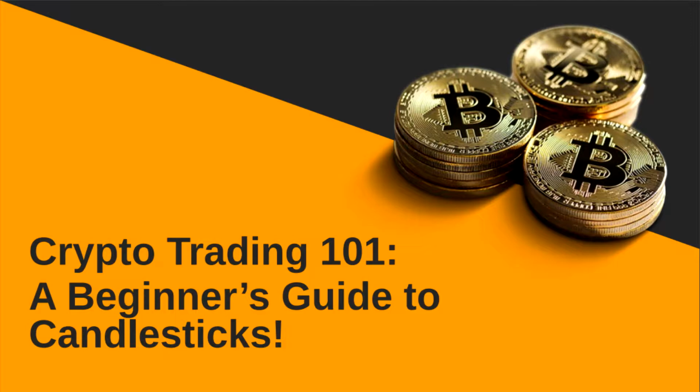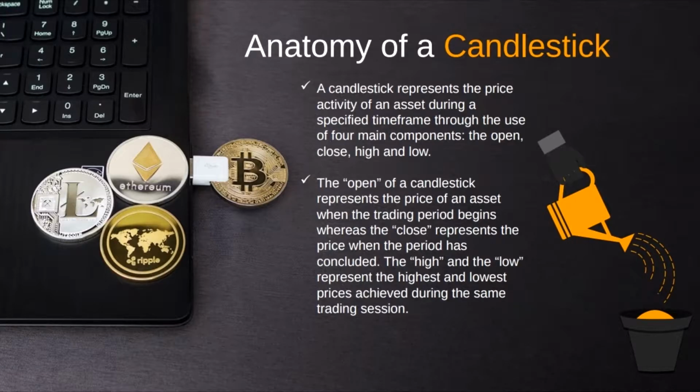A beginner's guide to candlesticks. Firstly, we'll be covering the anatomy of a candlestick. A candlestick represents the price activity of an asset during a specified time frame through the use of four main components: the open, close, high, and low. The open of a candlestick represents the price of an asset when the trading period begins, whereas the close represents the price when the period has concluded. The high and the low represent the highest and lowest price achieved during the same trading session.